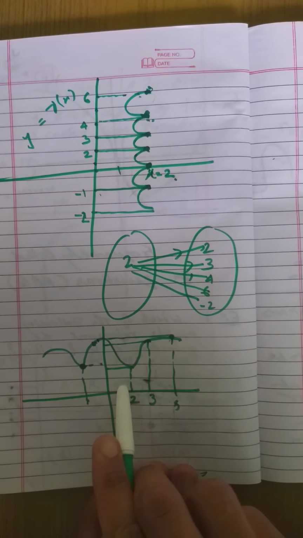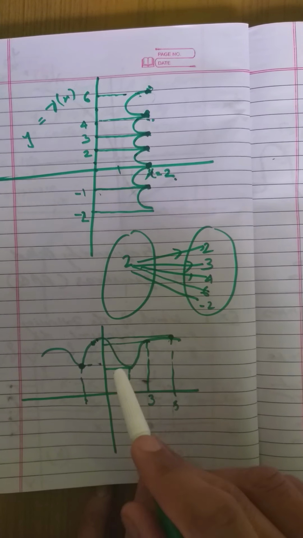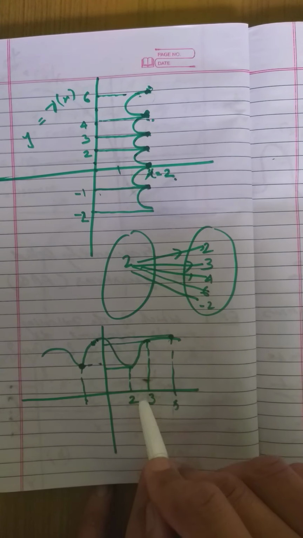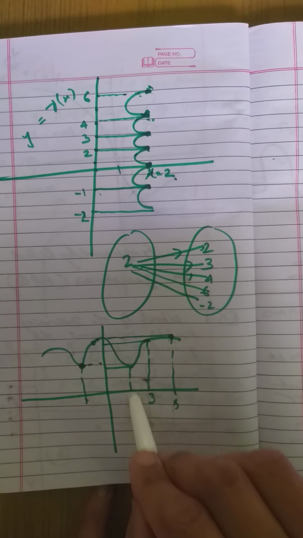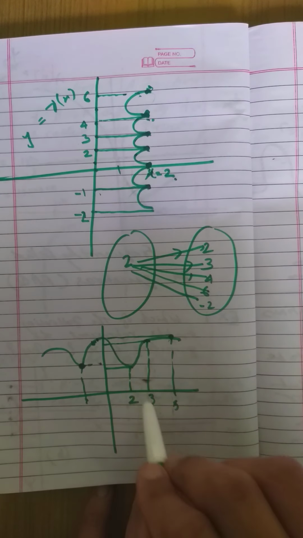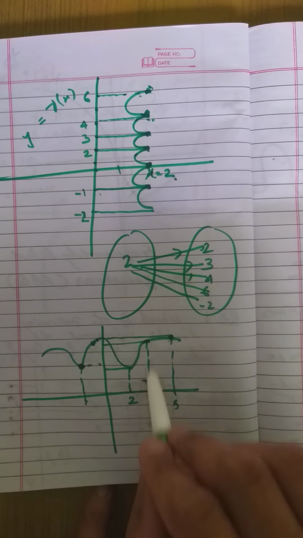So the first one is the graph of a function because the given function gives a different, unique value for different values of x.